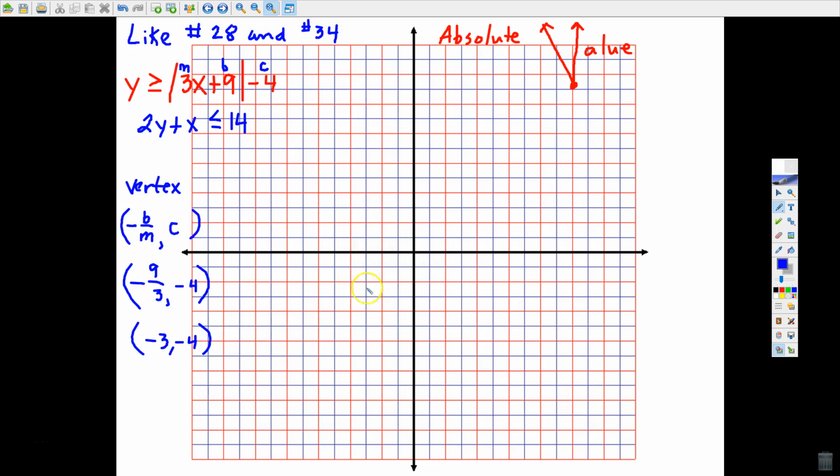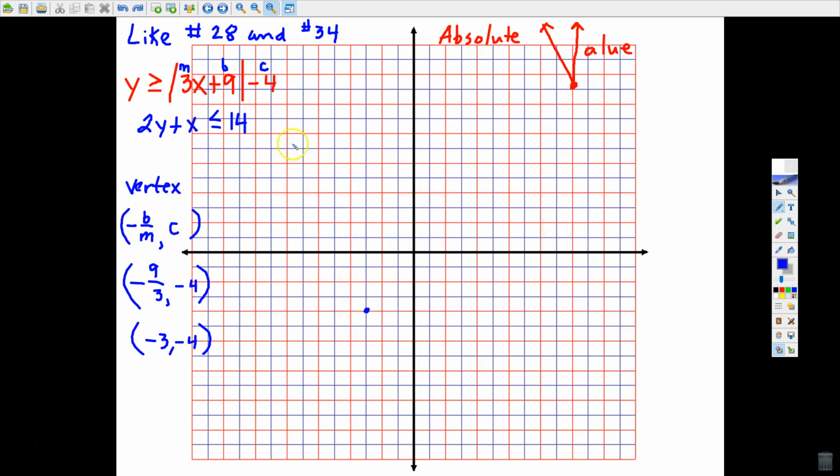So that is my vertex of this V shape, and I know it's got to open upward like a regular V because it's positive right here. If there were a negative sign there, then I would have a V that opens downward. Okay, so from this point, I'm going to have a V opening upward. Now how do I get the rest of the V?